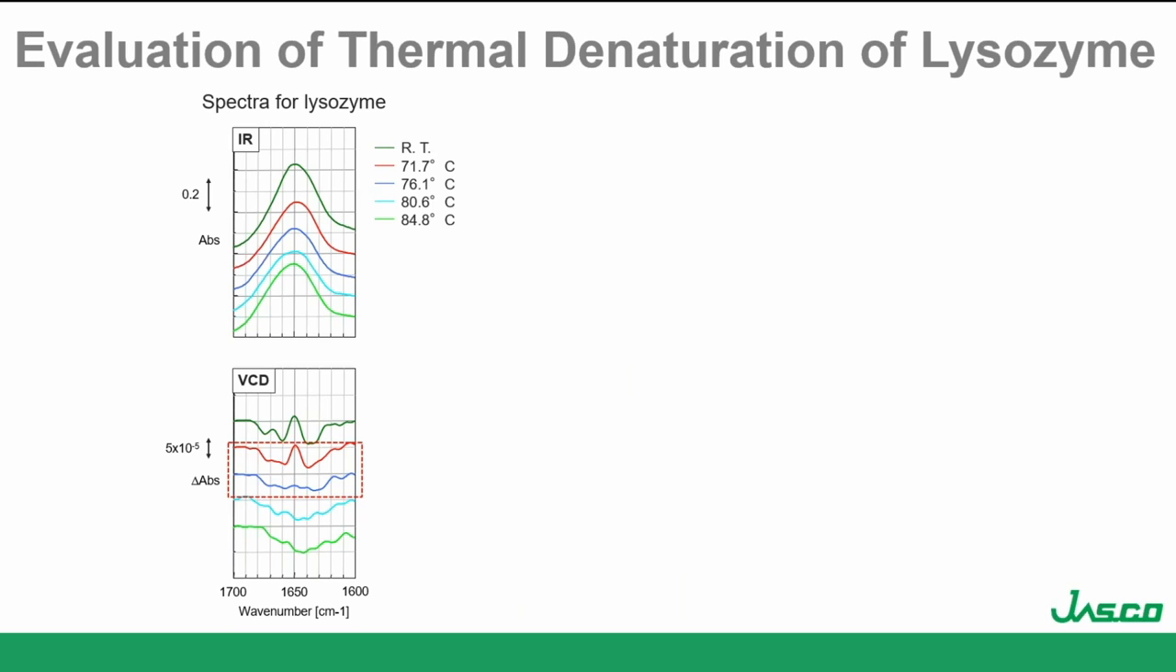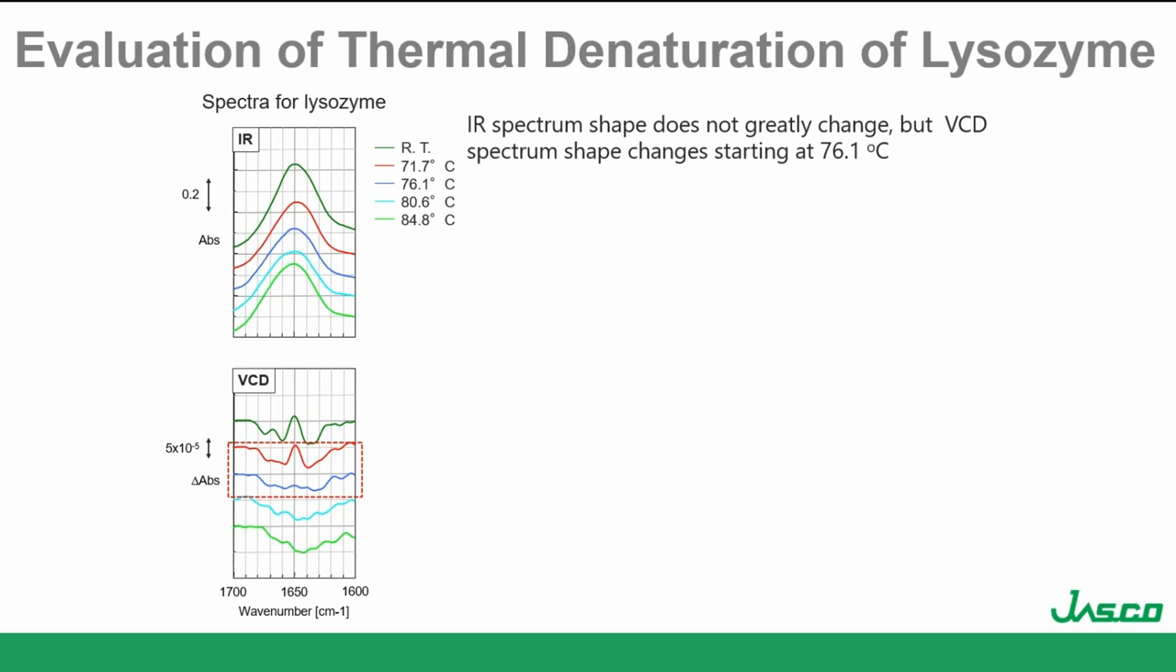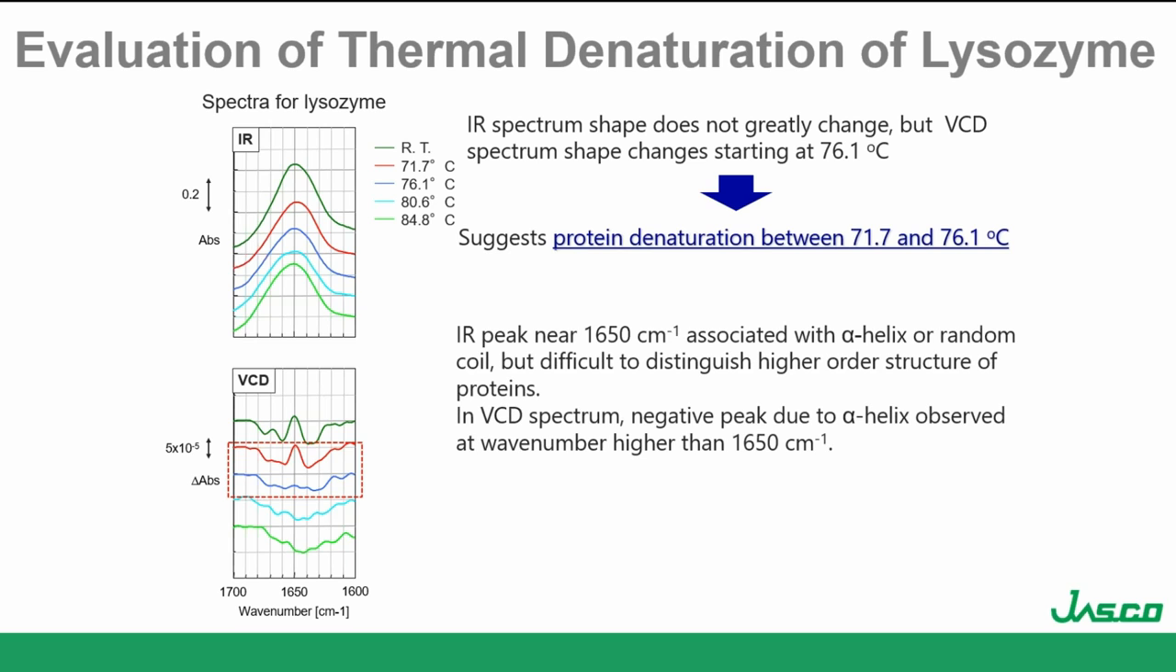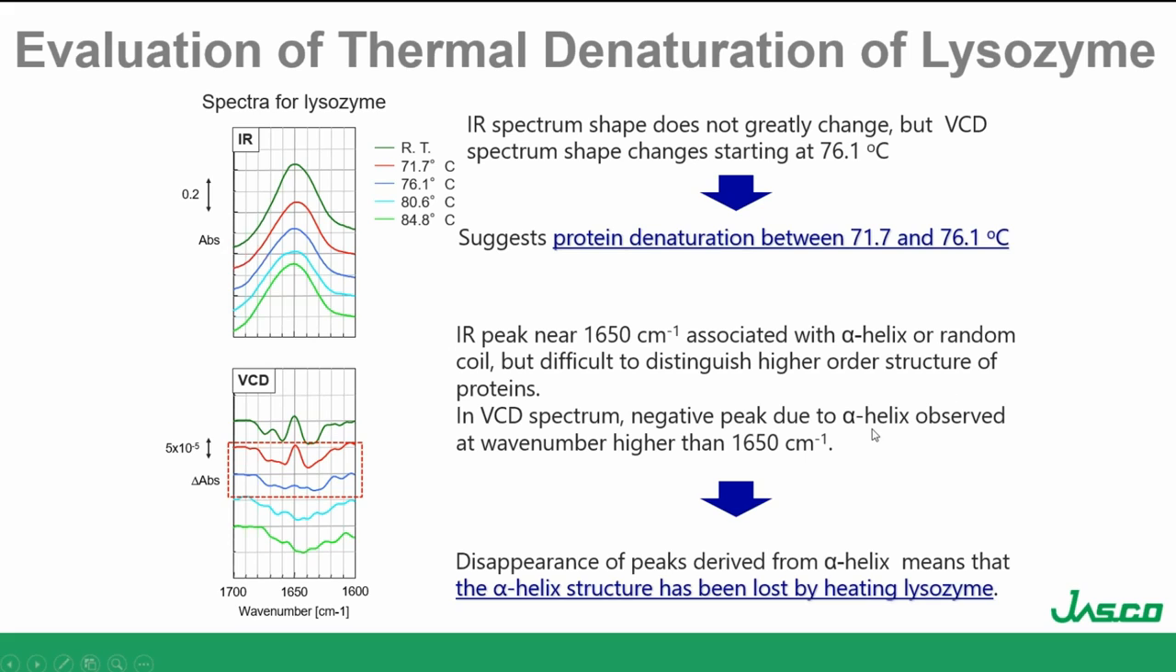But when we want to do a measurement with lysozyme, which is alpha helix rich, and we are using our thermostated cell, we can see that the IR spectra remain almost the same when we change the temperature. So there is a suggestion of protein degradation between 71.7 and 76.1, and these values are where we see changes in the VCD spectrum. So actually this is an alpha helix protein, but what this measurement is suggesting is that the alpha helix structure has been lost after the heating of the sample.